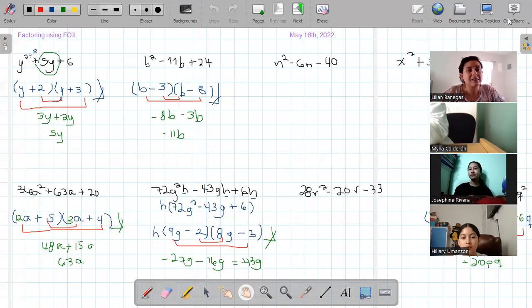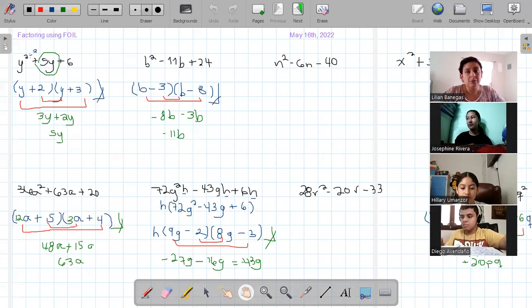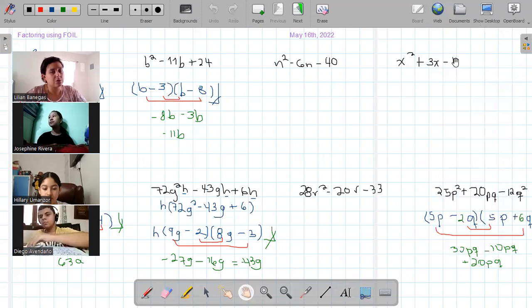Let's continue practicing factoring using FOIL. As you can see, we had 3 exercises left, and then we have some more that we're going to continue practicing, okay? For us to understand a little bit what we have to do. So the first thing, as usual, the first method of factorization is GCF. We're going to start with this one.